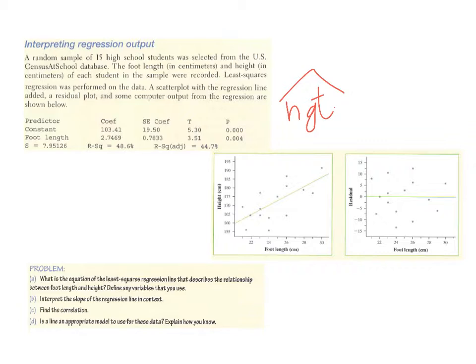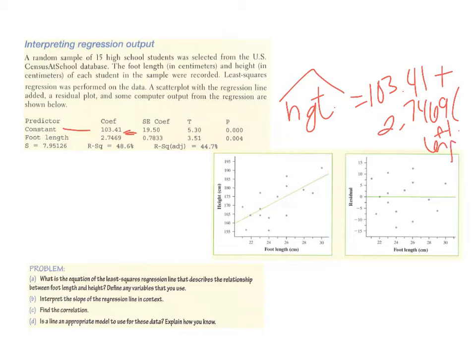So the predicted height, and then we need our y-intercept on this one. Remember the y-intercept is our constant. So 103.41 plus the slope. Slope was right below it. So this one right here is our slope, the 2.7469. And then again, I need to define my x, so that would be foot length. That was in parentheses.